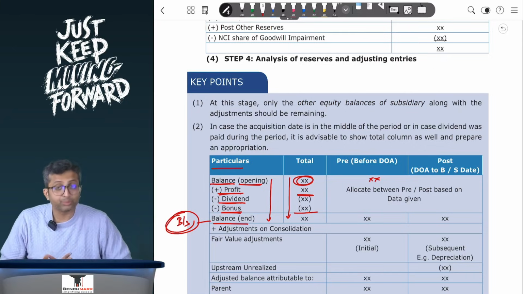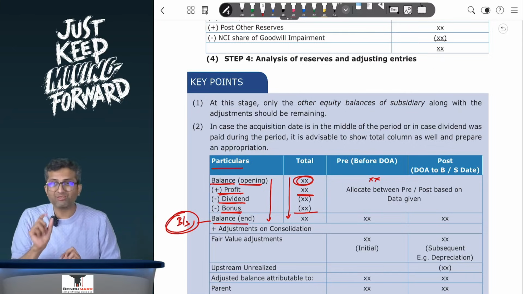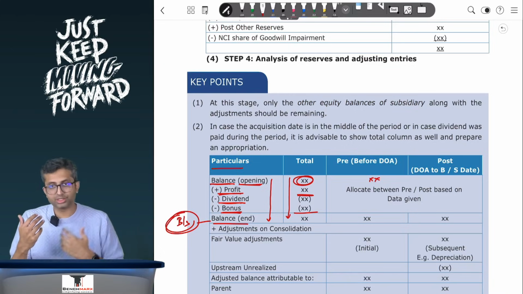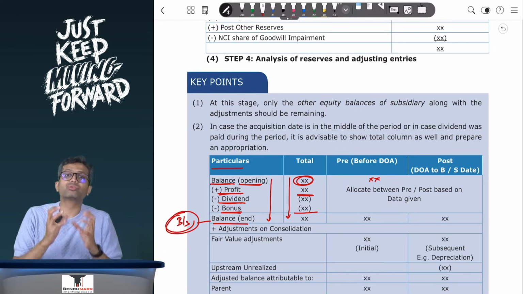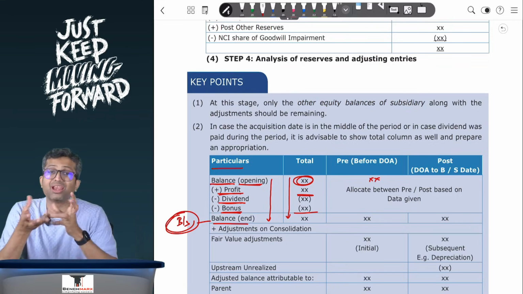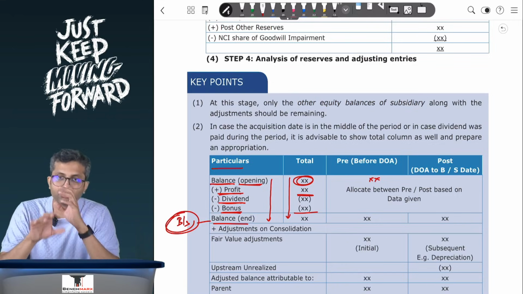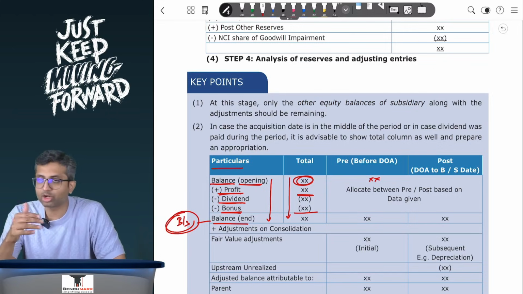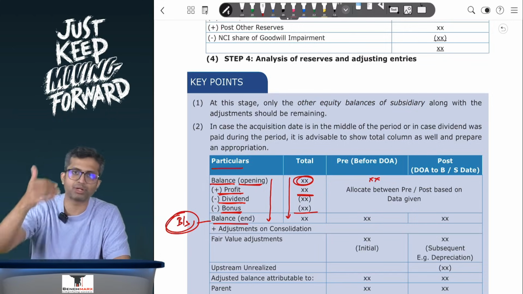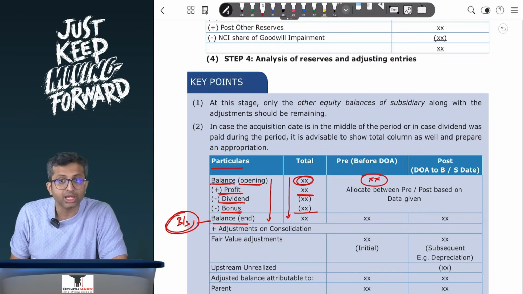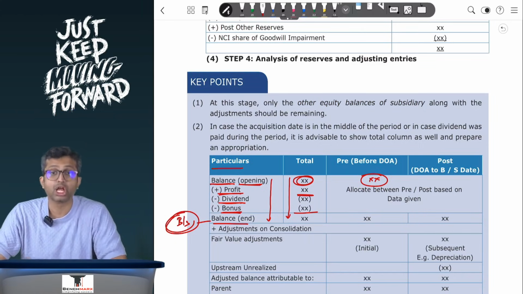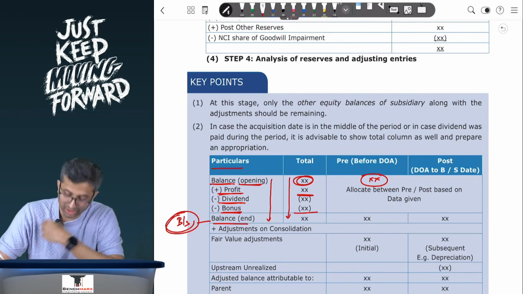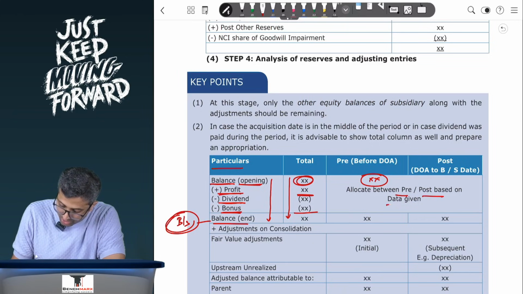Further, if there are items like dividend or bonus which you will study, you will have to see the date when the dividend is paid along with the source from which it is paid. If it is paid out of pre-acquisition profits, it may be paid on any date. The question can tell you that a dividend of 10% is paid out of the opening balance. If it is paid out of the opening balance, well, opening balance is clearly pre, then the dividend is paid out of pre-acquisition profits. Or the question clearly tells you that the dividend is paid out of post-acquisition profits, then you subtract it from there. So you will allocate between pre and post based on the data given.